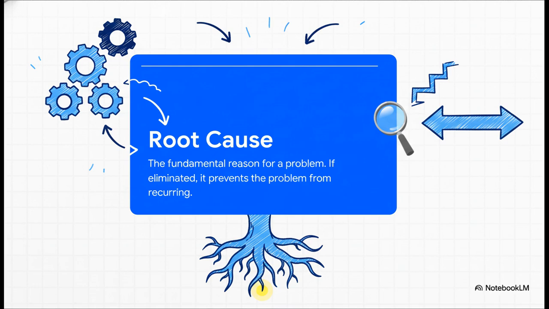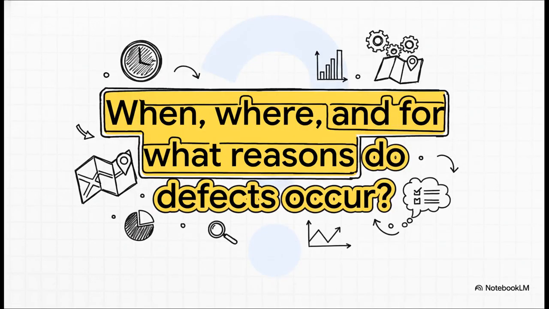So let's be super clear about what a root cause actually is. It's not the surface level stuff. It is the deep, underlying fundamental reason the problem exists in the first place. It's the one thing that, if you get rid of it, the problem doesn't just get patched up, it's gone for good. And this question right here, this is what drives everything in the analyze phase. The teams move from just knowing what is happening to understanding exactly why it's happening. They're trying to answer, when do these defects show up? Where do they happen? And for what reasons?